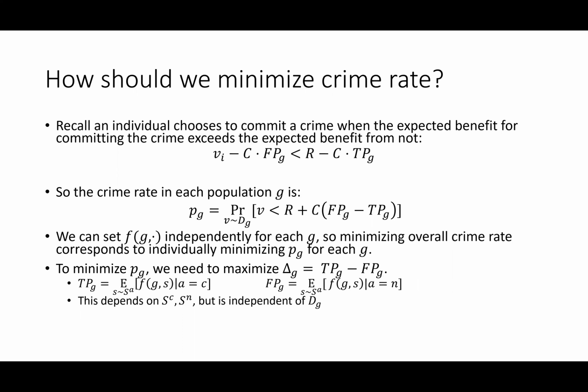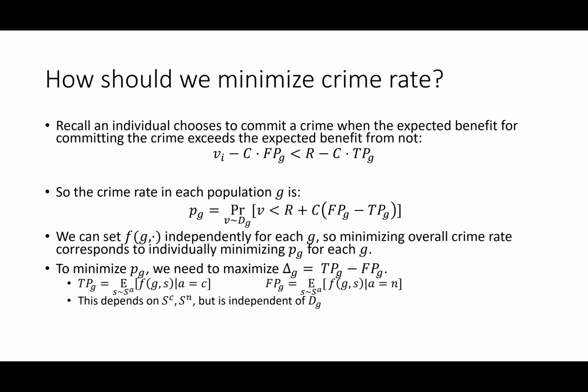And we can observe that the true positive rate and the false positive rate on a population are a function of the signal distribution, right? The probability that you are incarcerated if you commit the crime compared to if you don't. But both of these expressions are entirely independent of the outside option distribution, right? We can just look at these things, and the false positive rate and the true positive rate of the classifier depend on the action that you take, but they don't depend on the outside option distribution of your population.